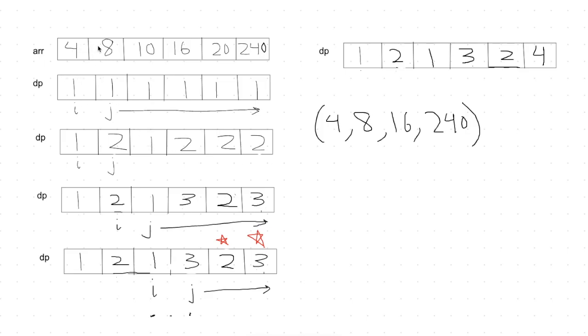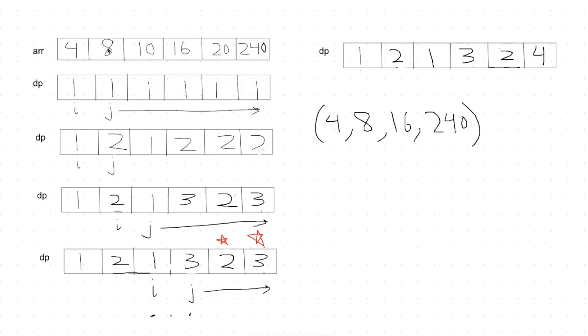Let's take a look at 4 and 8. 8 is divisible by 4 evenly, which is why now the size of this subset is 2. 10 is not divisible by 4. 16 is divisible by 4, so that's why this is also updated to 2. 20 is divisible by 4, 240 is also divisible by 4. So each of these subsets is going to have size 2 now, because it could be 16, 4, 240, 4, and so on. The next iteration, i is now at element 8.